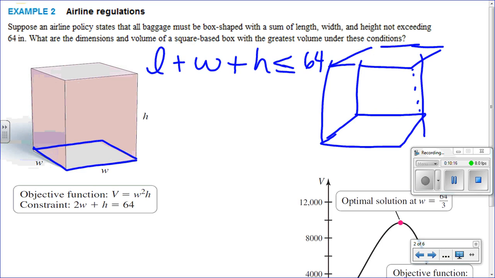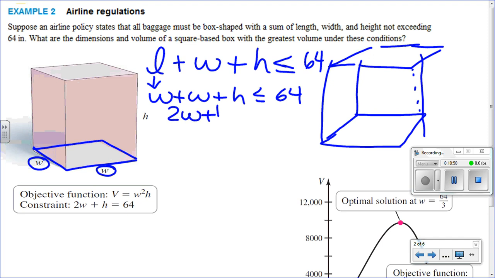Okay, so if they say that it is a square box, I mean, it's not a cube, but if the base is a square, then you will know that two of those dimensions are equal, right? So this L, we're going to change it to a W. Then if we combine like terms, you get 2W plus H, and let's just put an equals.